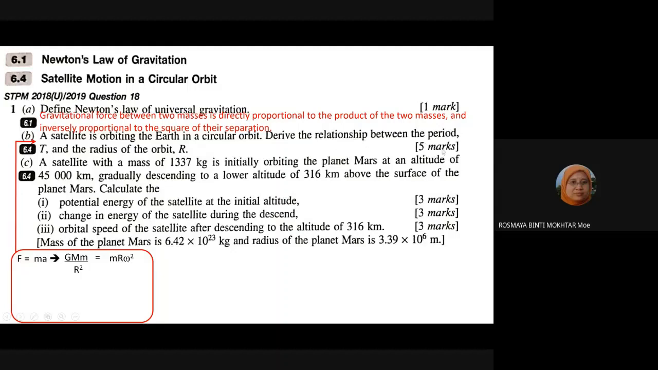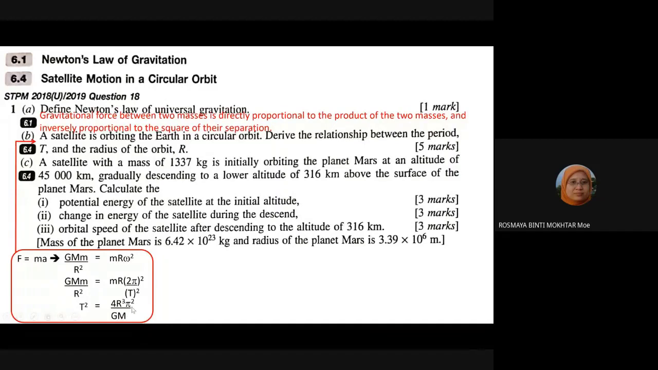And you see the marks here, it is 5 marks, so you must start from the beginning, from the centripetal force concept in circular motion. Next we cancel out m. Then substitute omega equals 2 pi per T. Don't forget the squared. You cross multiply, cancel the m just now. So T squared is 4 pi squared r cubed per GM, cross multiplying here, r times r squared.